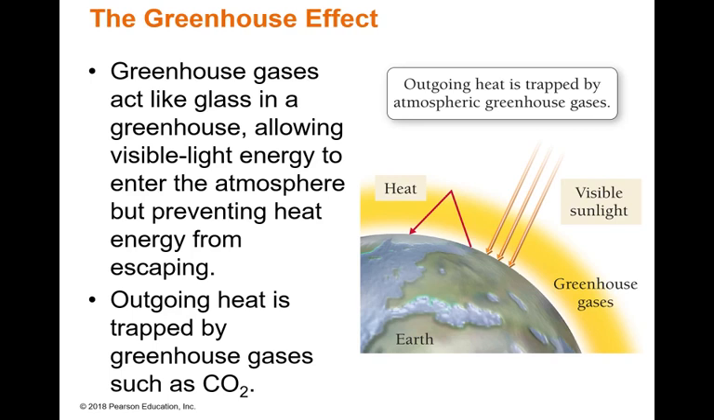Think of greenhouse gases like a glass roof of a greenhouse. Sunlight comes in, but heat gets trapped. This slide shows that greenhouse gases, particularly CO2, allow visible light to enter the atmosphere, but prevent heat from escaping back into space. As a result, the Earth retains more thermal energy, which leads to a gradual increase in global temperatures.